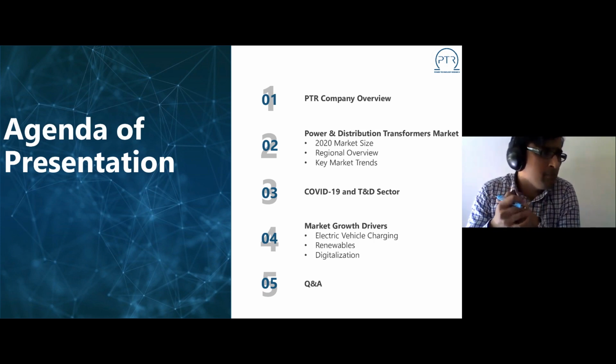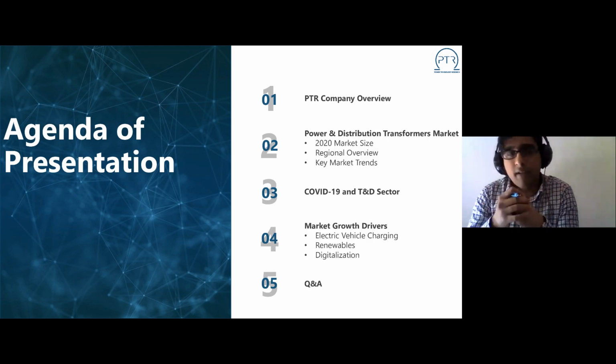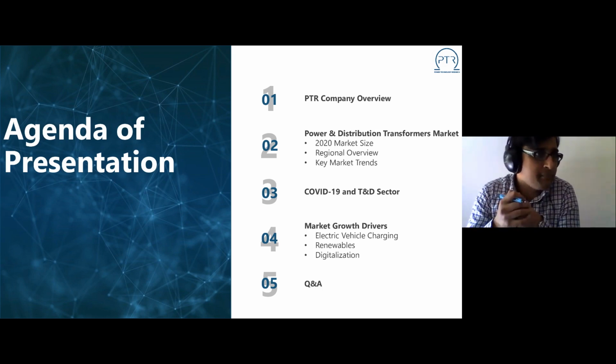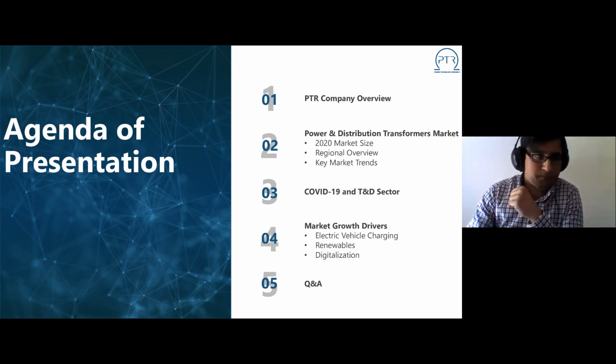And then section 4 would be primarily on the upcoming growth drivers. This is where we'll discuss a very important topic of EV charging infrastructure. How is it supposed to impact the market of transformers and overall power grid infrastructure? Renewables is something which is definitely going to impact the transformers and power grid market moving forward. And finally, digitalization. So these would be the 3 topics within key market growth drivers that we'll discuss. And as I discussed earlier, we'll have 10 to 15 minutes of Q&A session towards the end of the discussion.